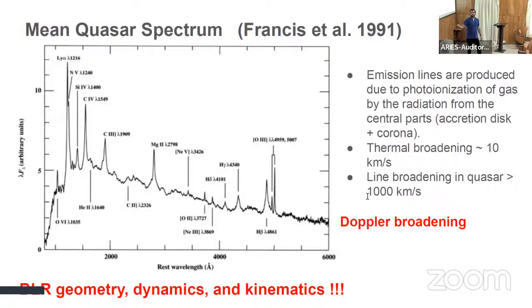But in the active galactic nuclei, or the active galaxies, the spectrum has an underlying power law continuum, and the emission lines are broad. It's broader than in normal galaxies. In normal galaxies, lines are broadened by thermal broadening, the temperature, which is of the order of 10 kilometers per second. But in active galaxies, this broadening can be much higher, like 1,000 kilometers per second.